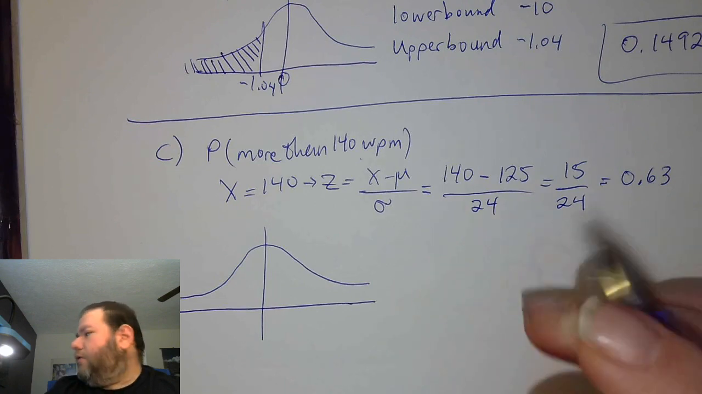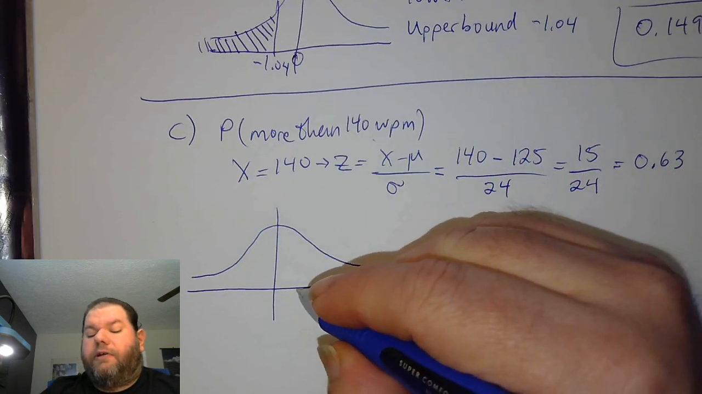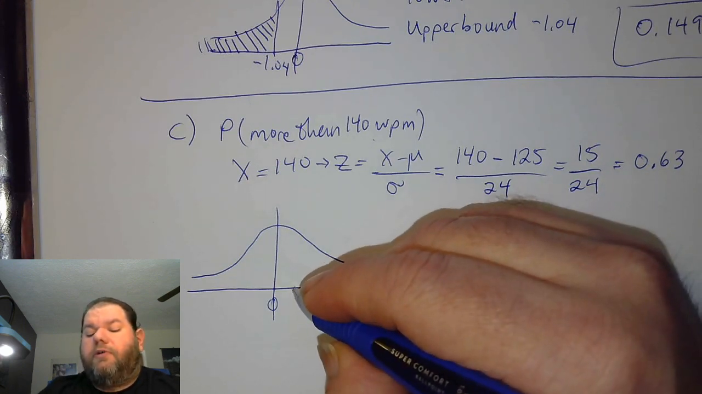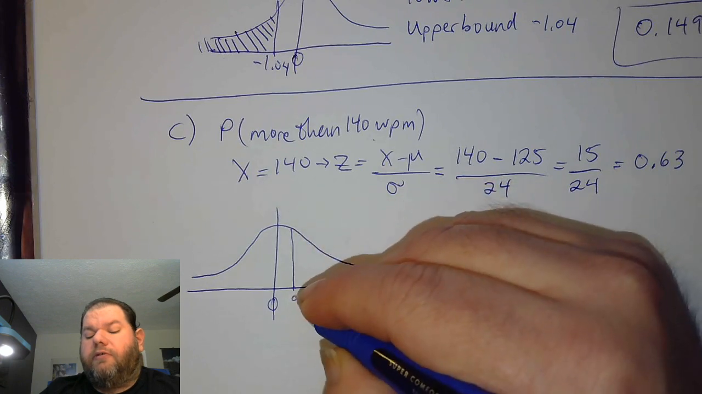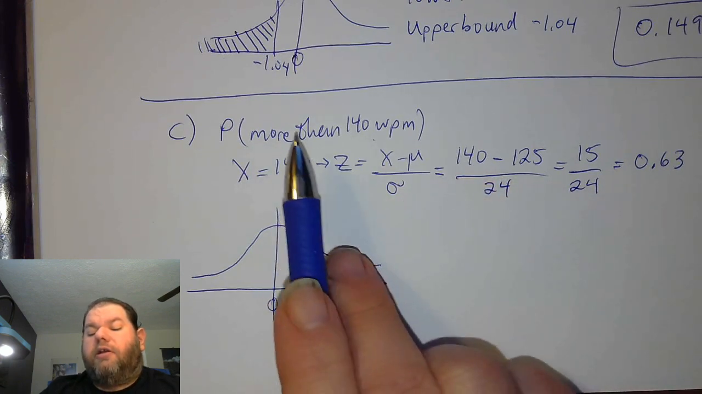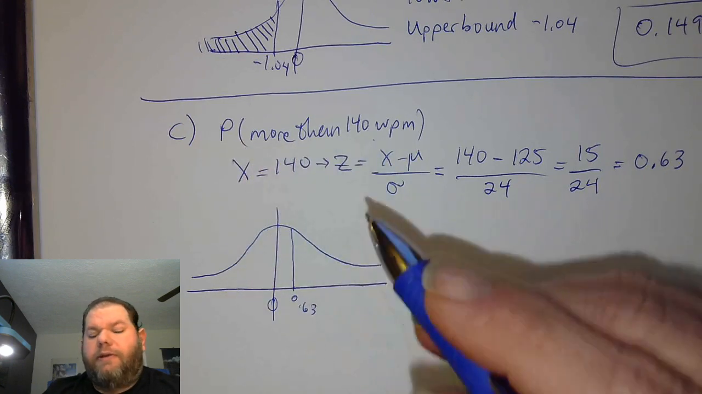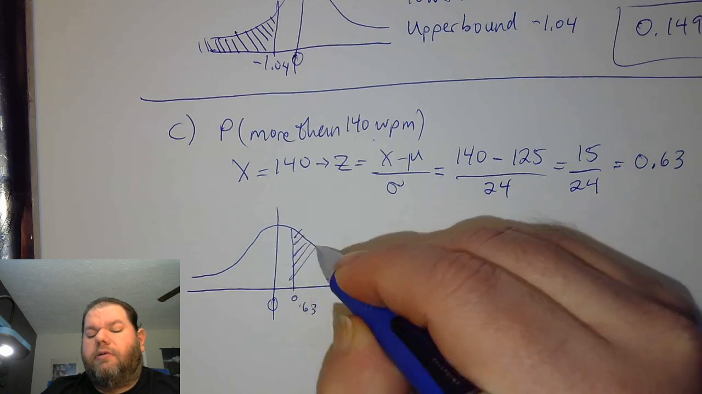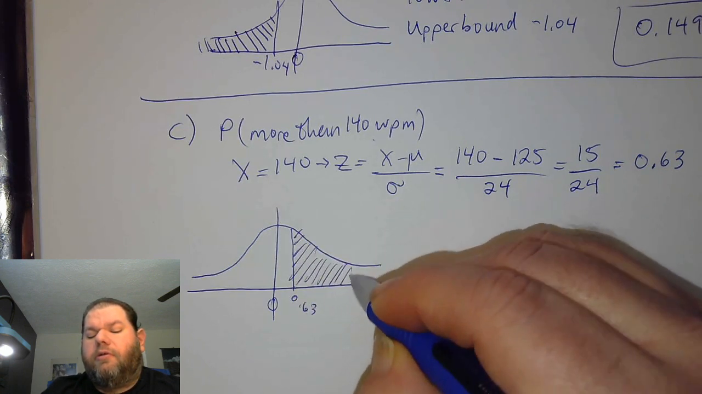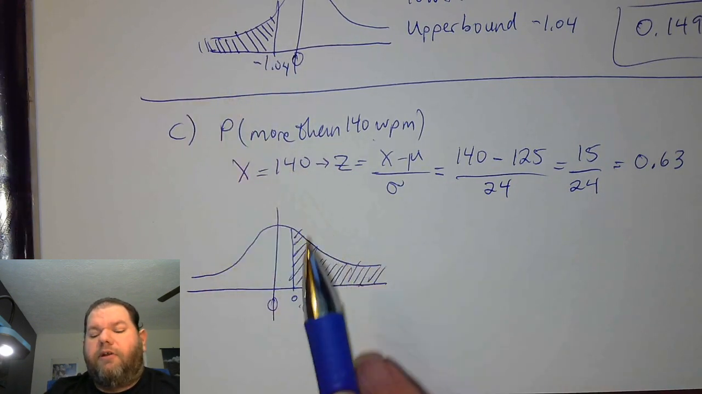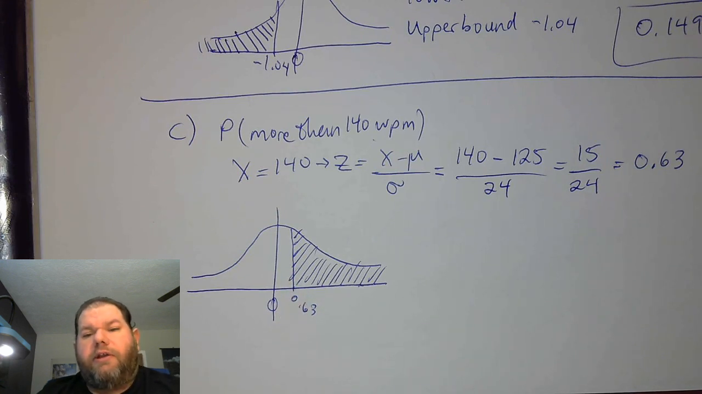So 0.63, we know 0 is in the middle, and this is a positive number, so we'll go a little bit to the right of 0, 0.63. And again, we want the probability that's more than 140, that means we'll shade to the right. The previous one said less than, so we shaded to the left. Here we see more than, we'll shade to the right. The only other outcome is that it may say between, and we'll have the area between two values.